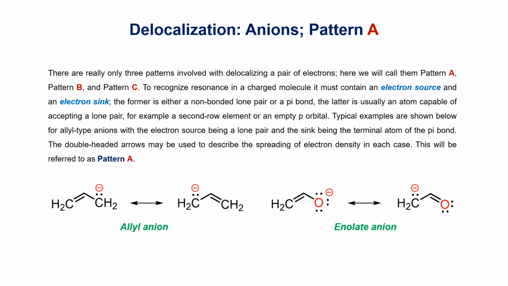Typical examples are shown below for allyl-type anions, with the electron source being a lone pair and the sink being the terminal atom of the pi bond. The double-headed arrows may be used to describe the spreading of electron density in each case. This will be referred to as pattern A throughout.